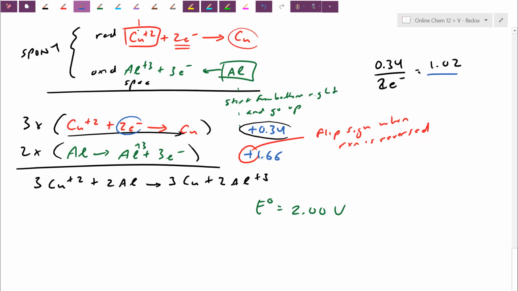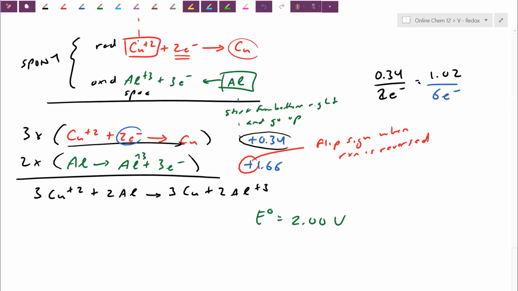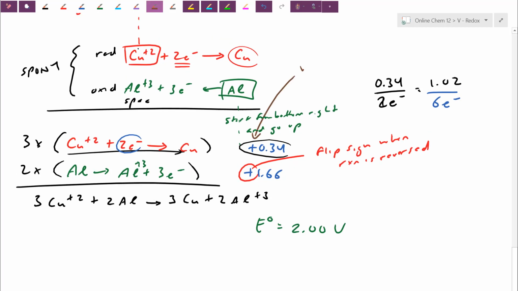So if I take 1.02 divided by 6 electrons, we're going to find out by ratio that it actually is unchanged. We're going to talk about this much more in a later lesson, but voltages stay constant. The ratio is constant even when scaled. Even when the equation gets multiplied, this multiplied by 2, multiplied by 3, this voltage here stays constant, and there we go, we get 2 volts.